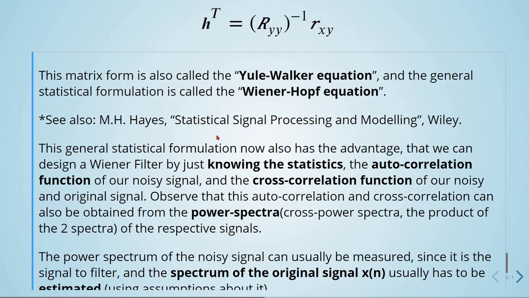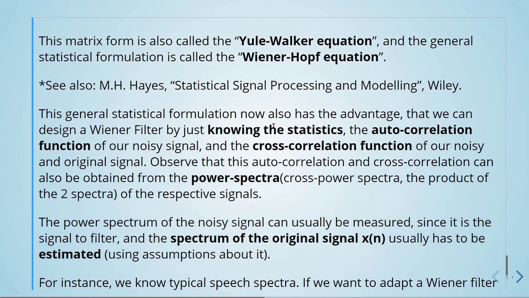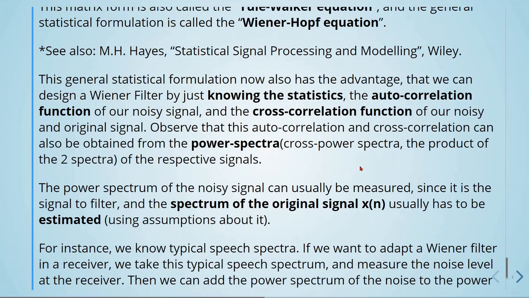This general statistical formulation also has the advantage that we can design a Wiener filter by just knowing the statistics: the autocorrelation function of our noisy signal, and the cross-correlation function of our noisy and original signal. Observe that this autocorrelation and cross-correlation can also be obtained from the power spectra. The cross-power spectrum is the product of the two spectra of the respective signals.